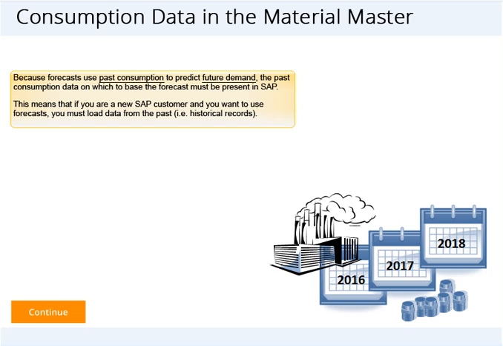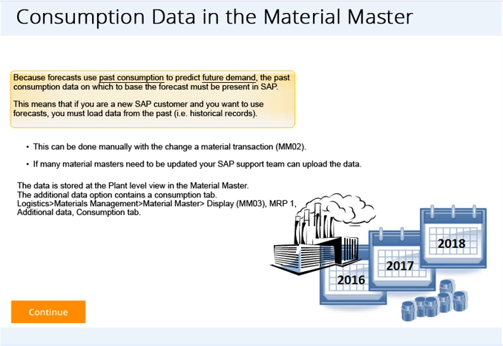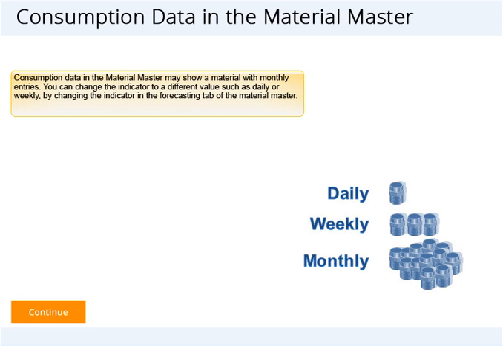Because forecasts use past consumption to predict future demand, the past consumption data on which to base the forecast must be present in SAP. This means if you are a new SAP customer and you want to use forecasts, you must load data from the past. Consumption data in the Material Master may show a material with monthly entries. You can change the indicator to a different value, such as daily or weekly, by changing the indicator in the Forecasting tab of the Material Master.